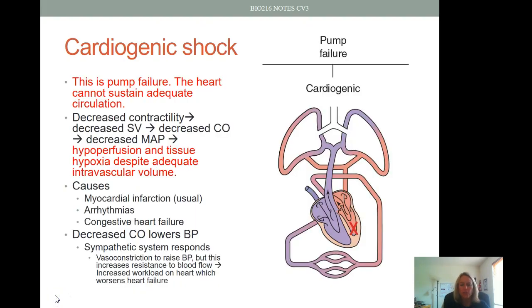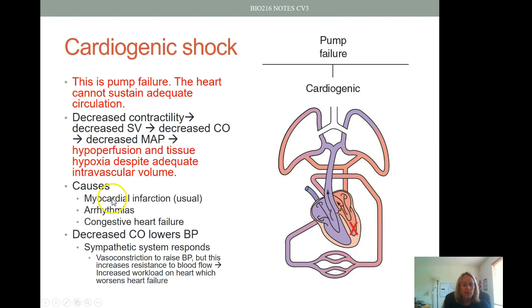Cardiogenic shock. This is when we have pump failure, failure of the heart. So the heart cannot sustain an adequate circulation. This is going to be due to a decreased contractility, or contractile force, of the heart. This is going to cause a decrease in stroke volume, a decrease in cardiac output, and a decreased mean arterial pressure. The decreased blood pressure is going to lead to hypoperfusion and tissue hypoxia, even though we have an adequate intravascular volume. The heart just can't pump it out with enough pressure.